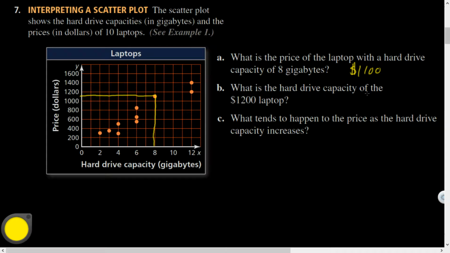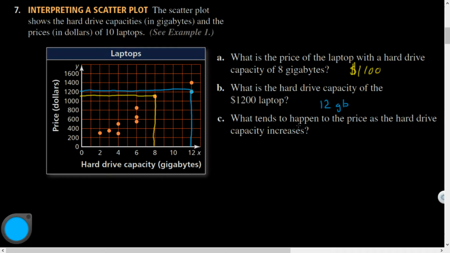What is the hard drive capacity of the $1,200 laptop? All right, here we go. So I go to 1,200, trace it across the line. And then I go down. How many gigabytes does that have? 12 GBs. A gigabyte is 1,024 megabytes, but sometimes people just kind of round that off to 1,000, which is weird, but that's what sometimes happens.